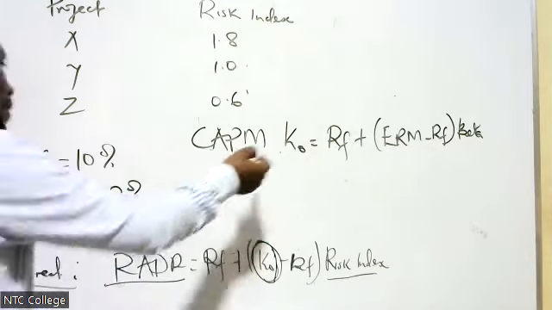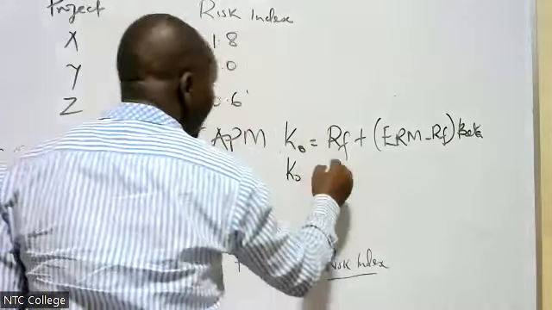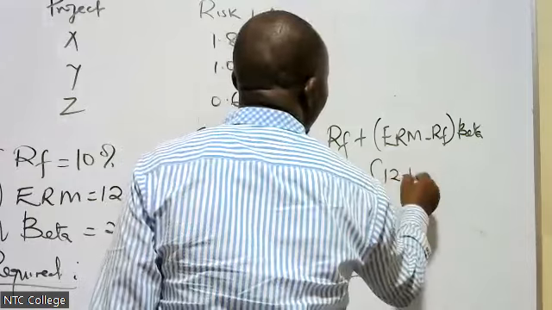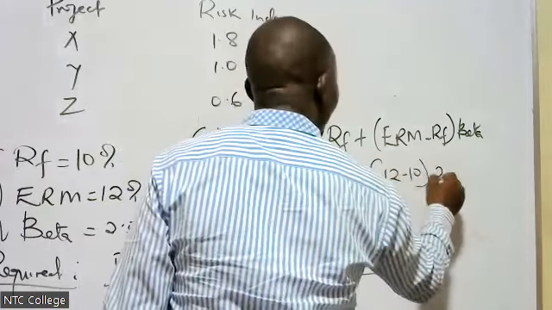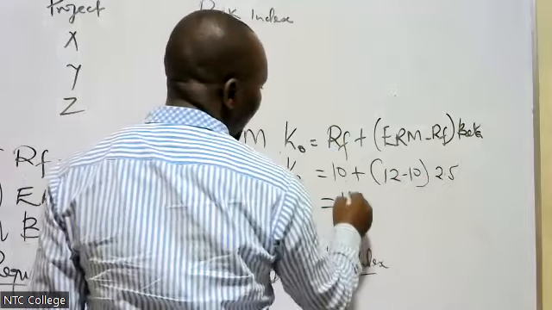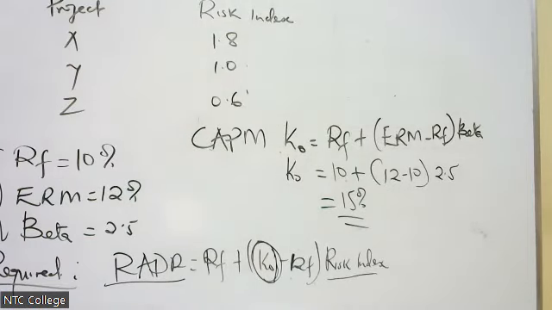So we come and use this formula, and we say now KO is equal to 10% plus, in bracket, 12 minus 10, into 2.5. So what is it? You are getting here 15%. That is the KO. KO is 15%. Are we together there?